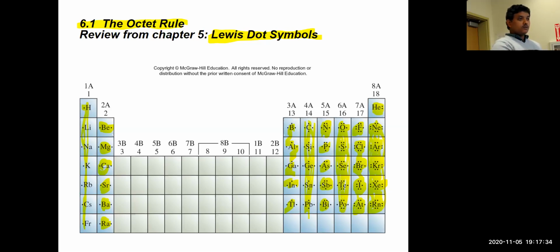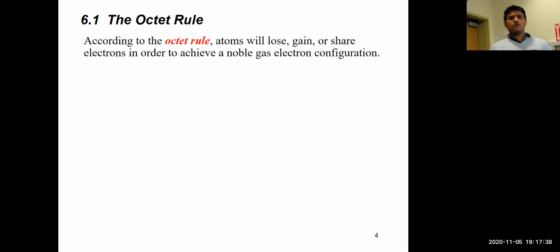So we are going to learn the octet rule now. This is how it is defined. According to the octet rule, an atom will gain, lose or share electrons in order to achieve the noble gas electronic configuration, because that's where the stability for the atom is. So an atom will try to make bonds, gain electrons or lose electrons to achieve the noble gas configuration.